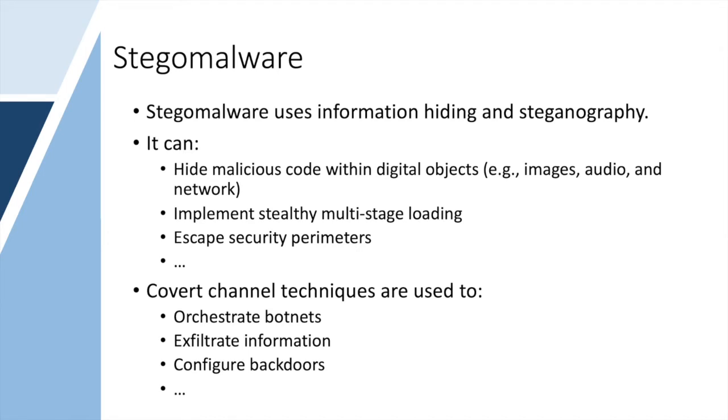First of all, stego malware is an emerging class of threat that uses information hiding and steganography techniques to conceal its presence within digital objects. Digital objects include images, audio files, or network traffic. Stego malware can, for example, implement stealthy multi-stage loading or escape security perimeters. Among all the different techniques that stego malware can adopt, the usage of covert channels is of prime importance. Through these techniques, it is possible to orchestrate botnets, exfiltrate information, or, for example, configure backdoors.